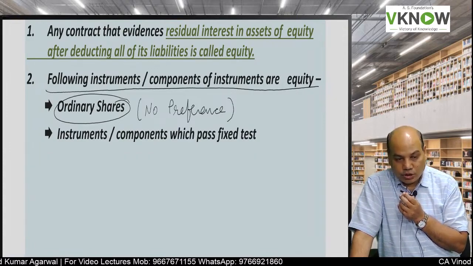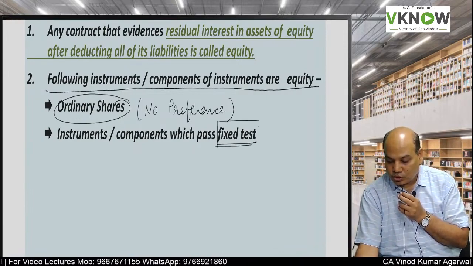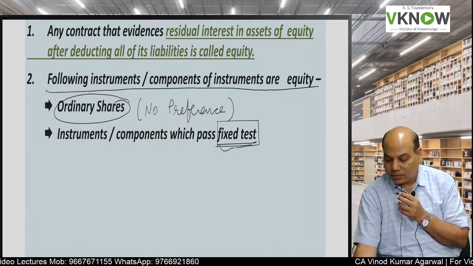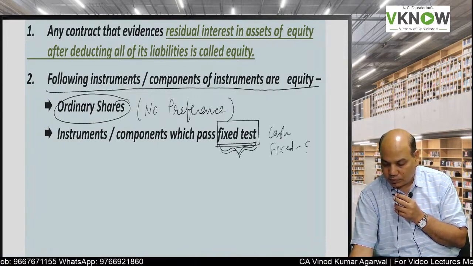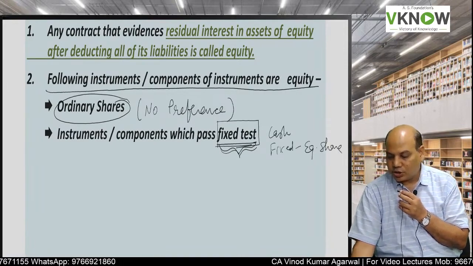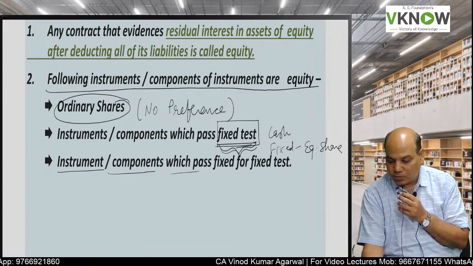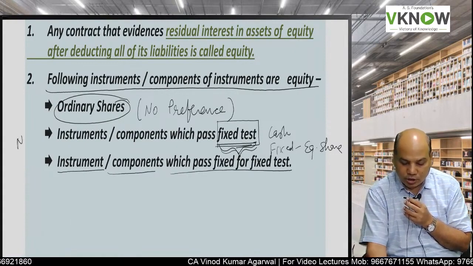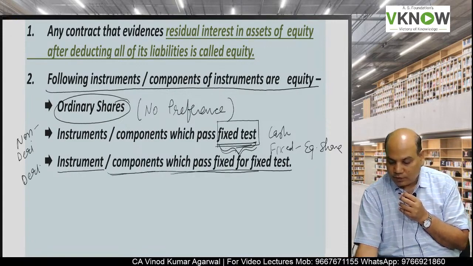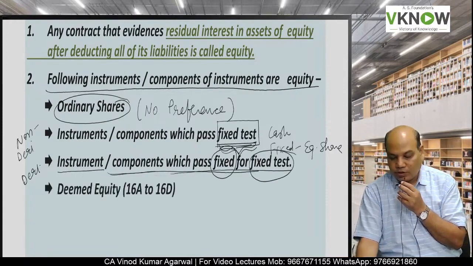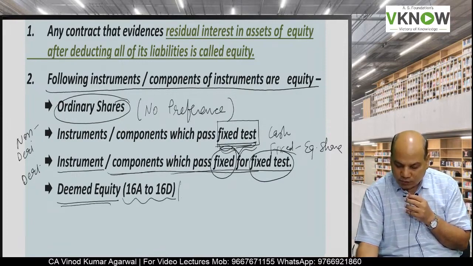Then second is those instruments or components which pass the fixed test. Those instruments or components which pass the fixed test mean a fixed amount of cash will be received against a fixed number of equity shares. Fixed cash, fixed equity shares is an equity instrument, those instruments or components which pass the fixed for fixed test. So this will be a non-derivative contract and this will be a derivative contract. That means fixed cash and a fixed number of equity shares. And then there is deemed equity, which is given in para 16A to 16D. This I will discuss later.